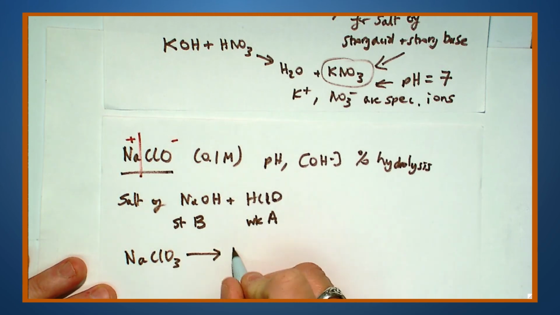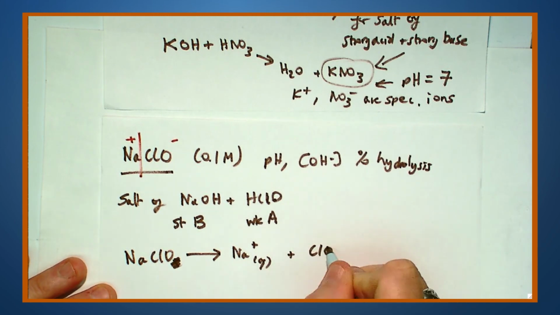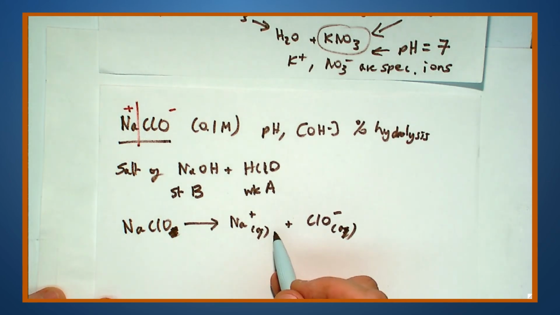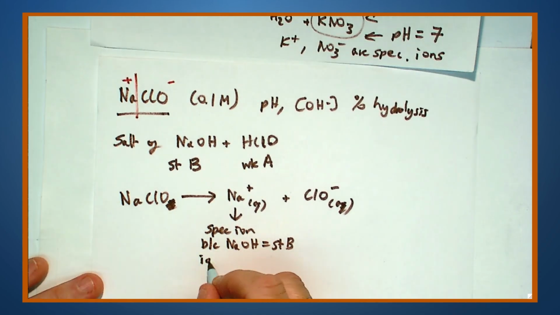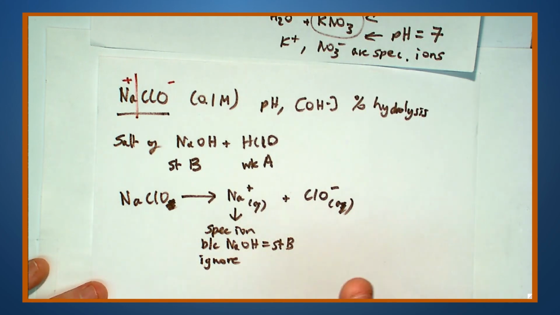First thing it's going to do is fall apart. It's soluble, so we're going to get the sodium plus ion, aqueous, and we're going to get ClO minus, also aqueous. So that's what happens when you first put it into the water to make the 0.1 molar solution. Now we decide what's going to happen here. Na plus is going to be a spectator ion, and the reason is because NaOH is a strong base. So what we can now do is ignore it. As soon as you've identified you have a spectator ion, you don't have to worry about it anymore. It's not going to do anything in water, it's just going to hang out.